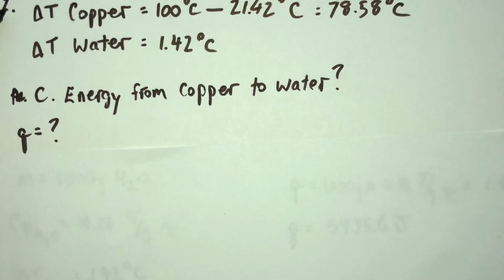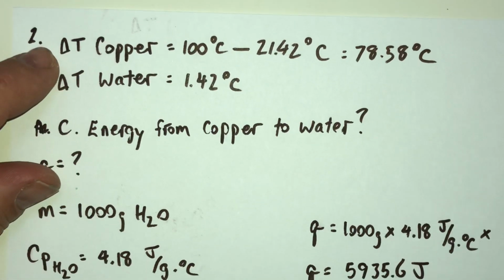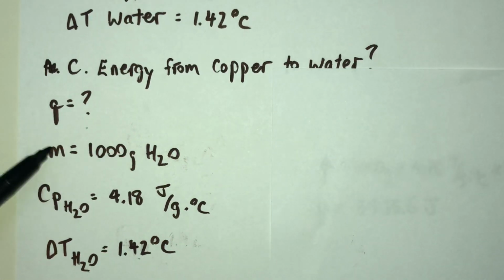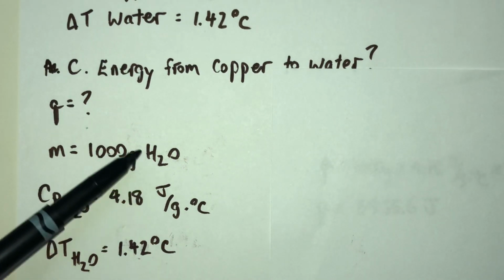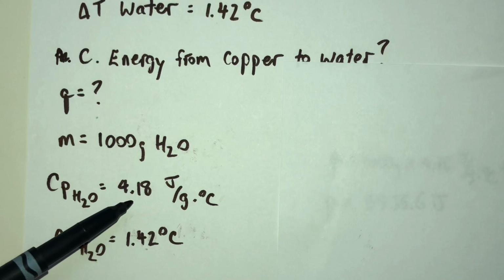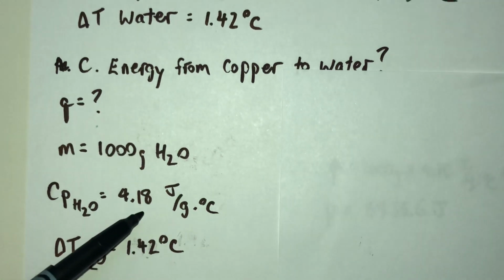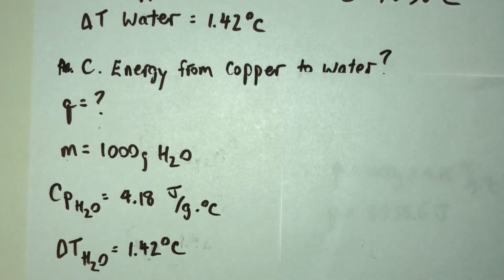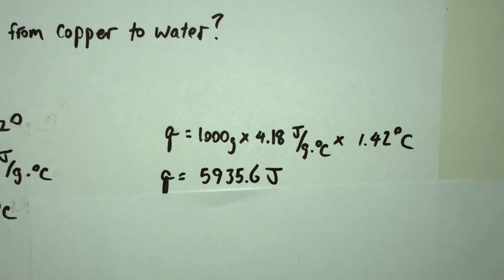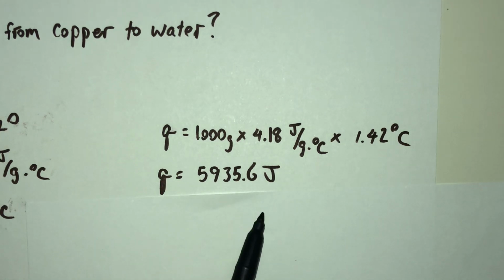Okay, this is question number 2 on the worksheet, part C. So we're solving for Q. So here's all the information. Why are we using water to solve for energy? That's because we know what water's specific heat is. We don't know what copper's specific heat is. So we have to use water. So we know the delta T is 1.42 degrees. The specific heat is 4.18. That's just a number you have to have memorized. And the mass was 1,000 grams. So I have that worked out. There you go. So it's 5,936 joules or so that went from the copper into the water.